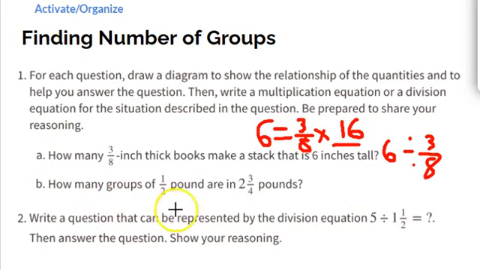How many groups of 1/2 pound are in 2 3/4? So we've got 2 3/4 divided by 1/2. Well, 2 would have 4 halves out of it, right? Because one whole would be 2 halves together, so you get 4. You can take one more half out of 3/4, so that gives you a total of 5, which gives you 1/4 left over.